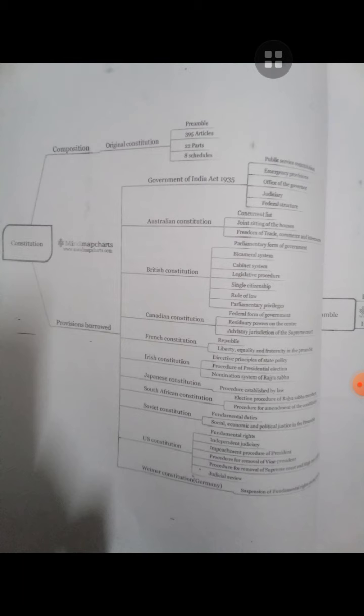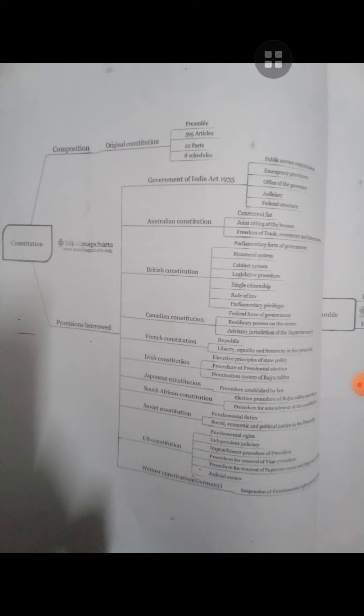From the Australian Constitution: the concurrent list, joint sitting of the Parliament, and freedom of trade. From the British Constitution: parliamentary form of government, bicameral system, cabinet system, legislation, single citizenship, rule of law, parliamentary privileges. Canadian: federal form with residual power to the centre, advisory jurisdiction of the Supreme Court. French Constitution: republic, liberty, equality and fraternity.